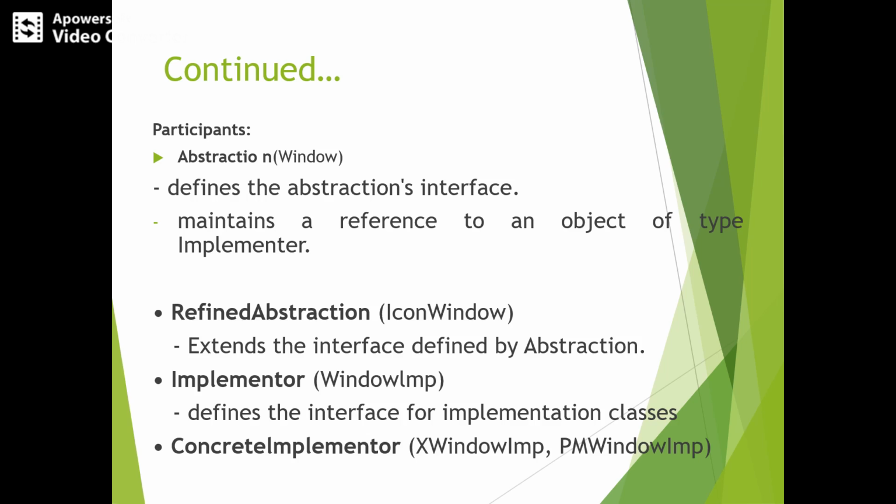Typically an implementer interface provides only primitive operations, while an abstraction always defines a higher level operation based on these primitives. So what type of primitives are we going to use? That will be taken into the part. The concrete implementer implements the implementer interface and defines its concrete implementation.